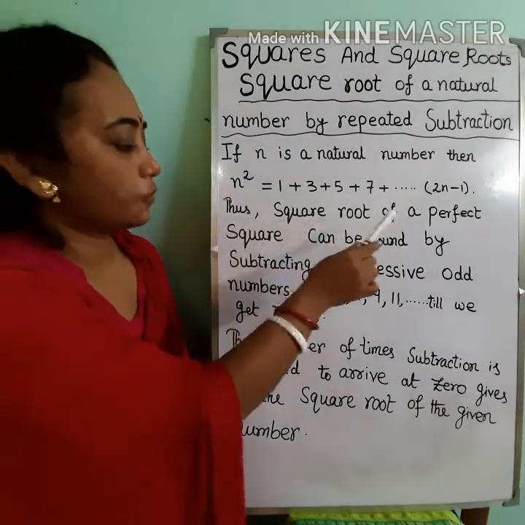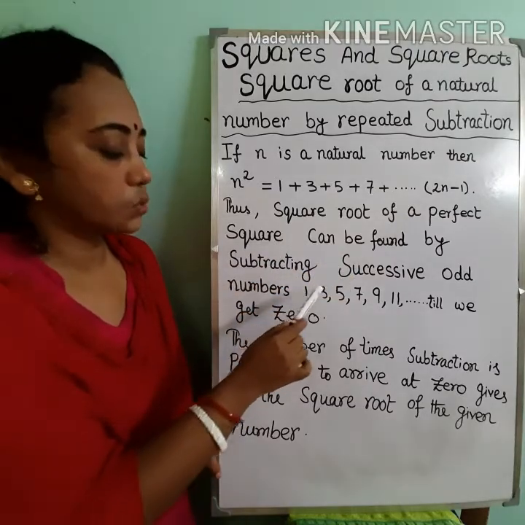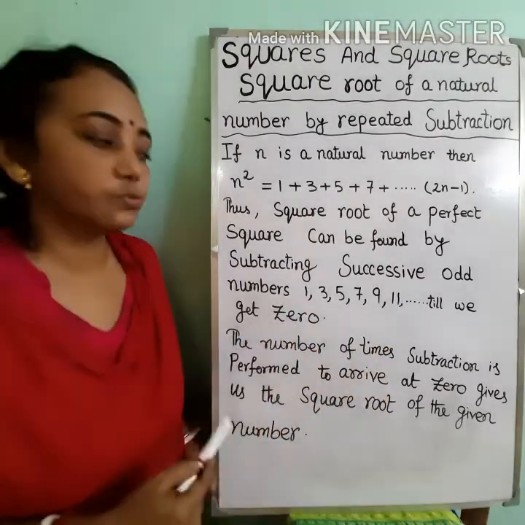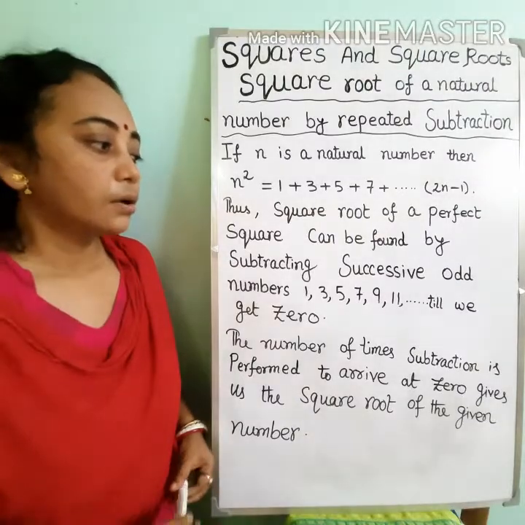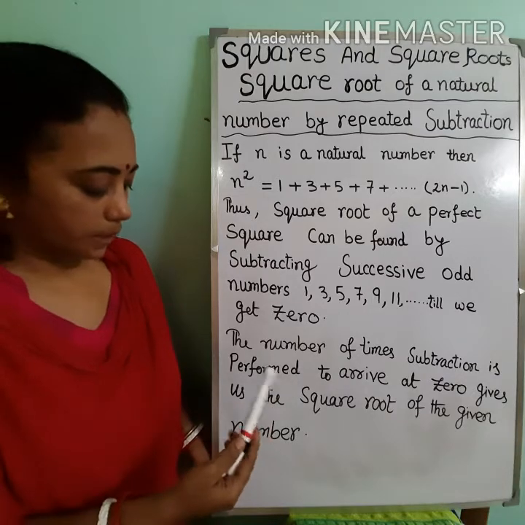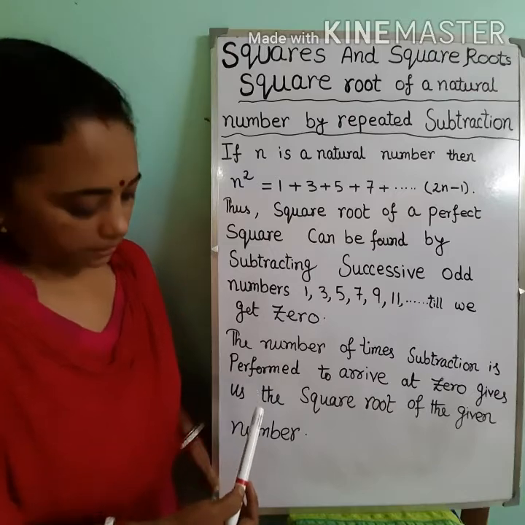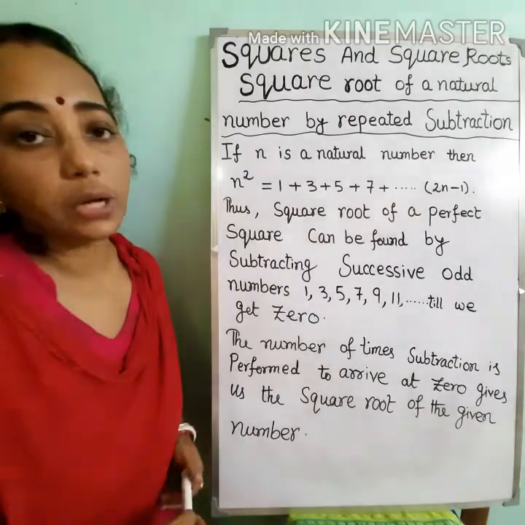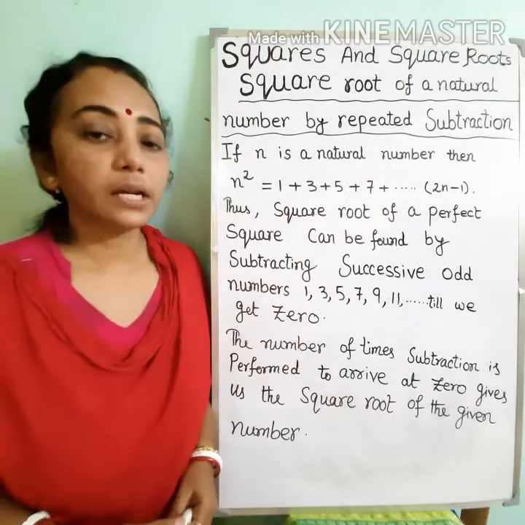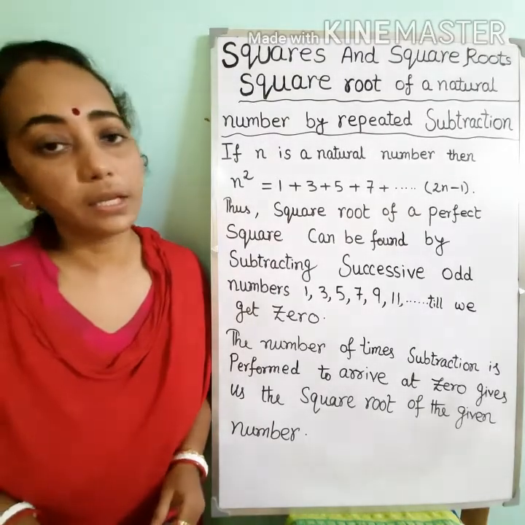Thus, the square root of a perfect square can be found by subtracting successive odd numbers 1, 3, 5, 7, 9, 11 and so on till we get 0. That means we will do the subtraction until we get 0. The number of times subtraction is performed to arrive at 0 gives us the square root of the given number. That means we will count how many times we do the subtractions to get 0. That count will be the square root of the given number.